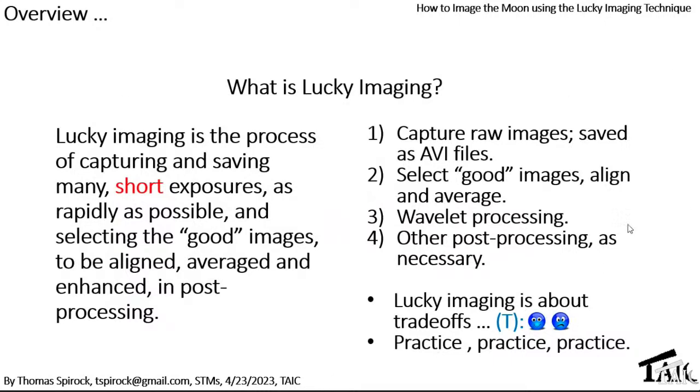So the steps are, on the right, first you capture the raw images and you save them as AVI files. And then the post-processing is the rest of the steps. You have a program that selects the good images, aligns them, and averages them. You then do wavelet processing and then other post-processing as necessary.